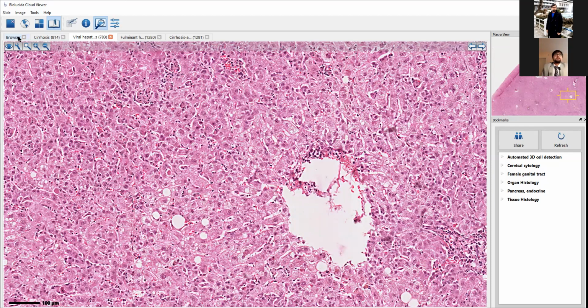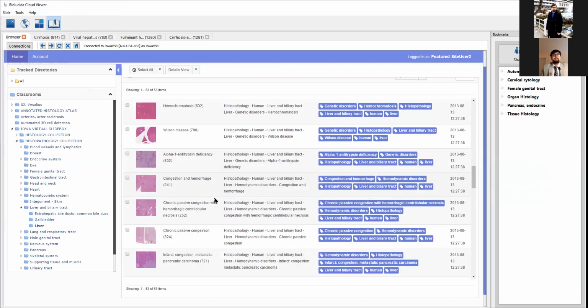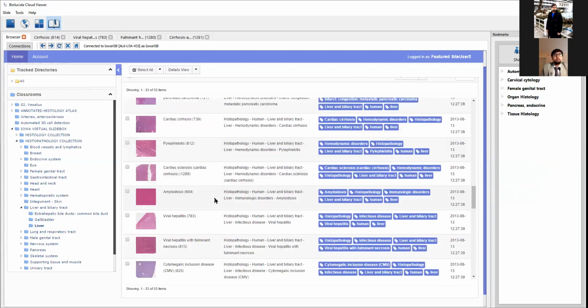Now, the second thing that we are going to go to, which is final, is hepatocellular carcinoma.